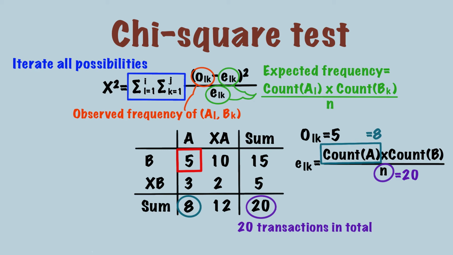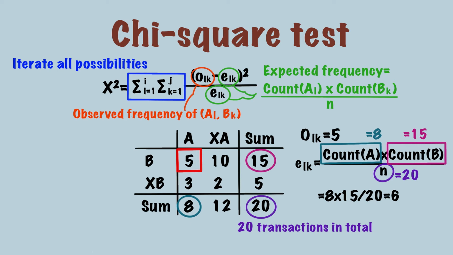It's like a marginal count. We only care about whether a transaction contains A. Similarly, the count of B is 15, which is the number of transactions that contain B. Then, we have the answer, 8 times 15 divided by 20, which is 6. So, the observed frequency is 5, and the expected frequency is 6. Basically, we just repeat this process for each position.